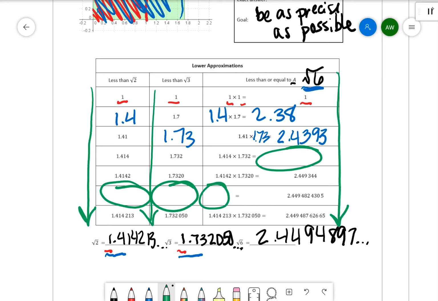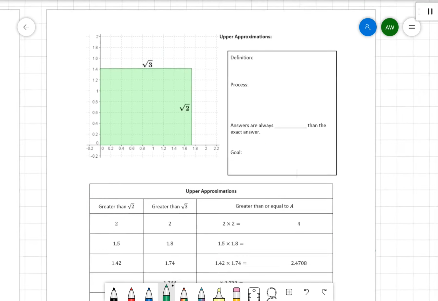But if I compare 2.449487 to 2.449489, that's pretty close. We're getting closer and closer to what our actual answer is. This is a lower approximation because if we look at all of our answers, they are all lower than our actual final answer.